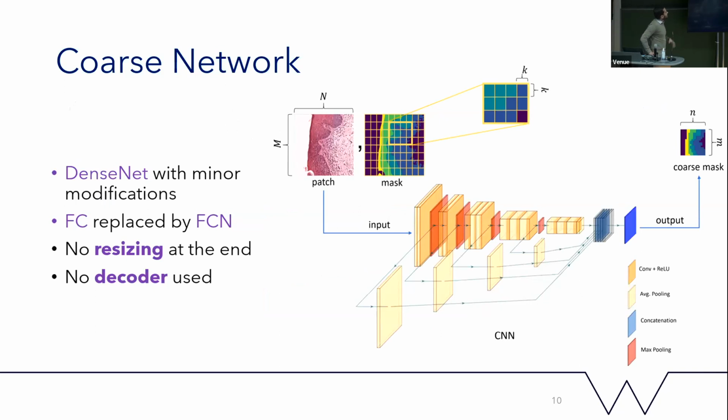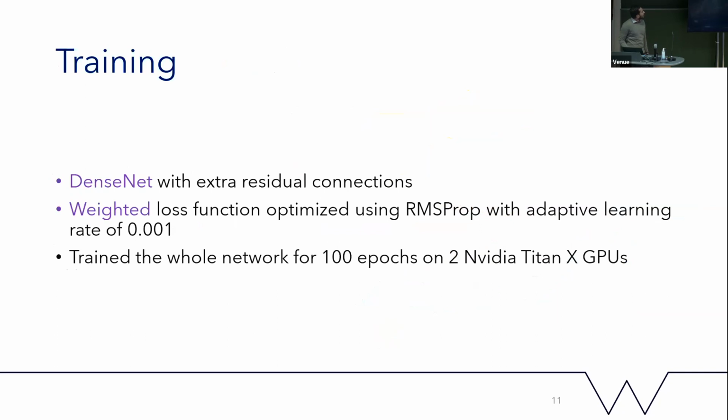The network we designed uses DenseNet with small modifications. We replace the fully connected layer with a fully convolutional layer for our segmentation. There's no resizing in it, and no decoder is used. It's just a simple encoder, which is the base network. Then we use some additional residual layers to improve the result further, because we are losing some information, so we wanted to enforce it more. For training, we use a weighted loss function because there's a class imbalance. We trained it for 100 epochs using RMSprop and an adaptive learning rate from 0.001 to 0.00001.